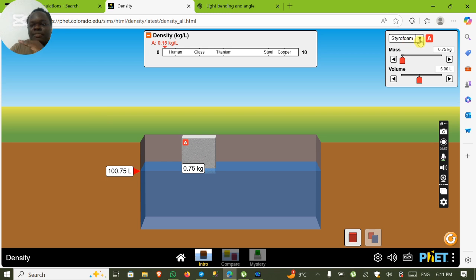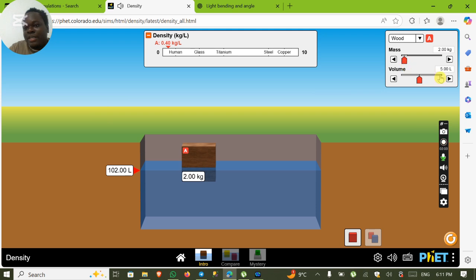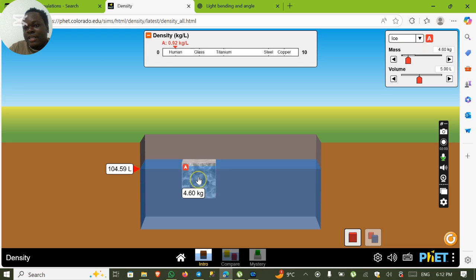Now let's change to another material, wood, for example. Wood also has less mass than its volume, which means its density is also less. That's why most of it is still floating, but the amount of sinking has increased compared to styrofoam. Let's go to the third material, ice. Ice has increasing mass. As the mass increases, density increases also. Due to that, it sinks, and only a very small part of the ice is floating.